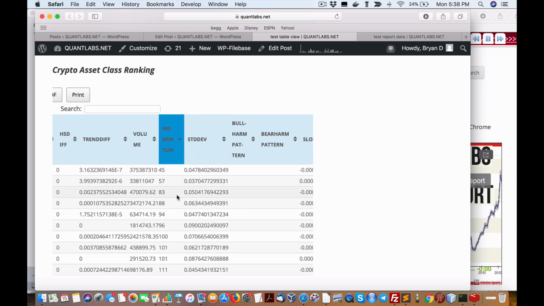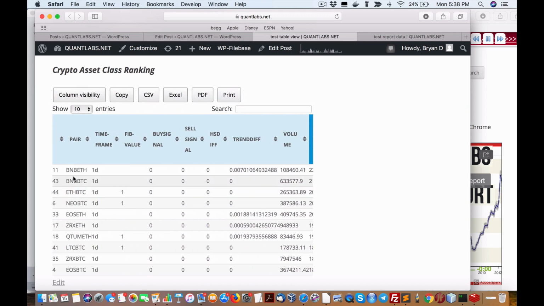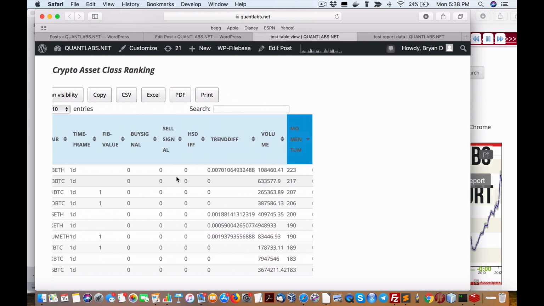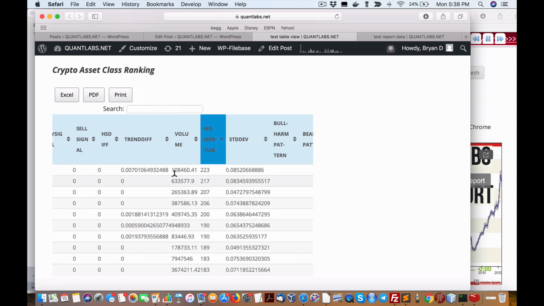We also can track momentum as well. So currently on the long term, we have BNB, BTC, Ethereum, BTC. These have stronger momentum. So BNB is doing okay.